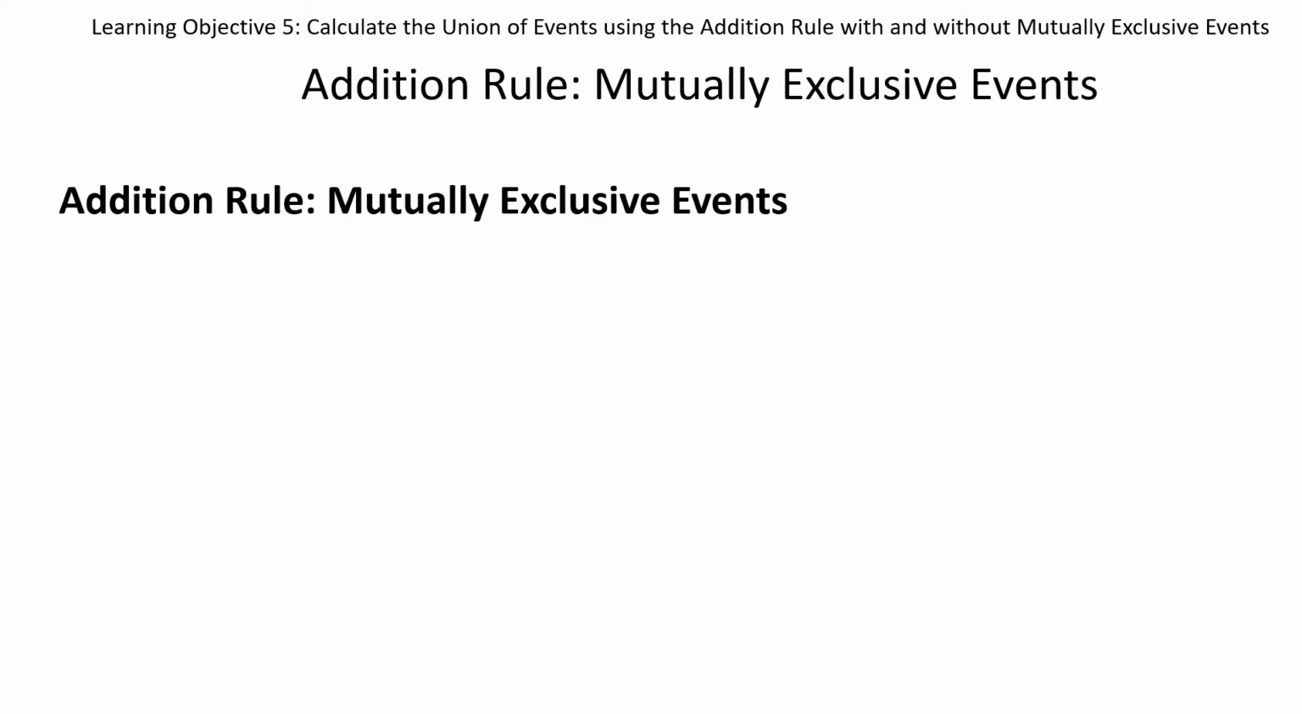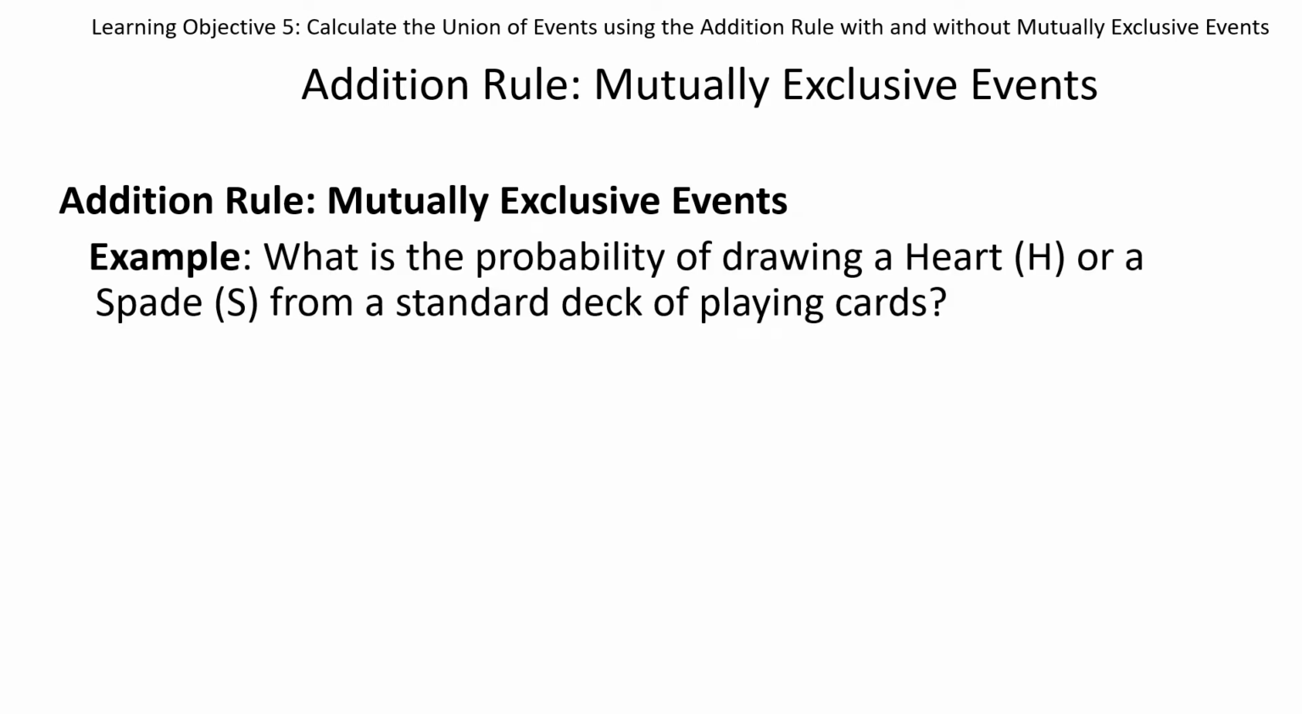Which comes back to the addition rule, but now we're going to talk about the addition rule with mutually exclusive events. The addition rule with mutually exclusive events just says that we can eliminate the probability of A and B. So again, let's look at it. What's the probability of drawing a heart or a spade? Normally, the probability of a heart or spade would be equal to the probability of a heart plus the probability of a spade minus the probability of a heart and a spade.